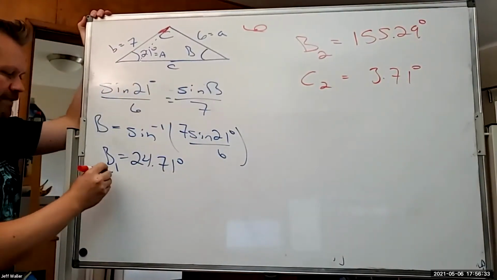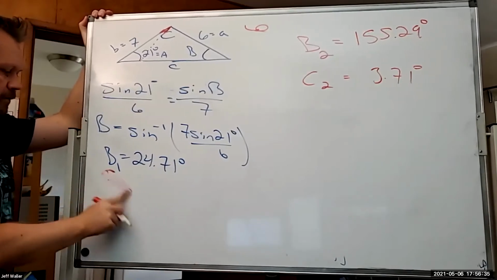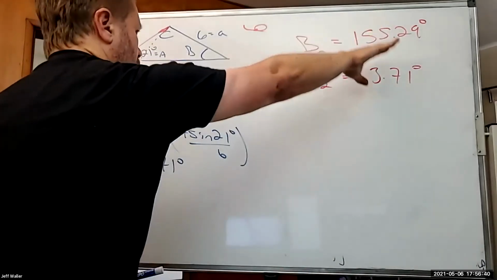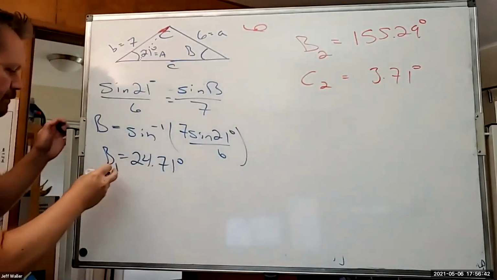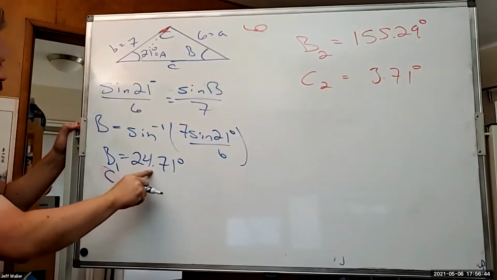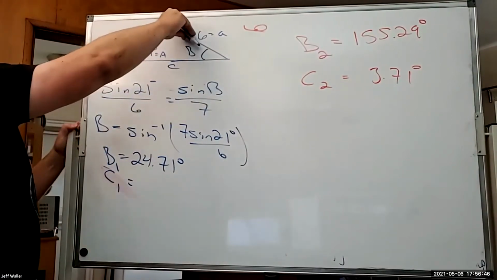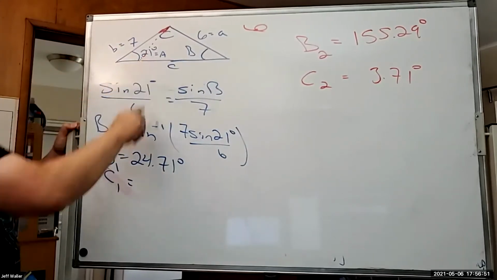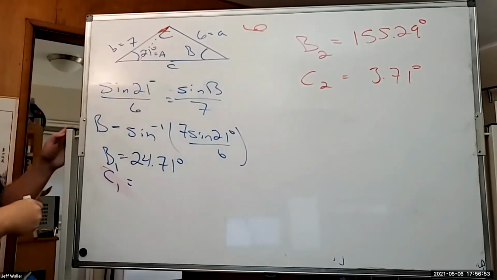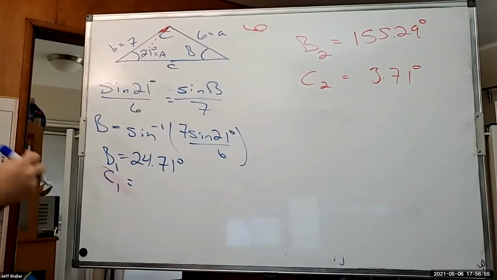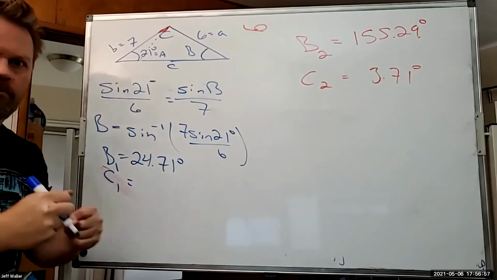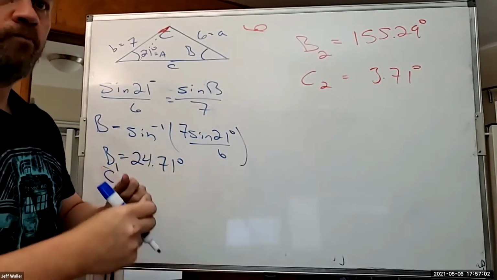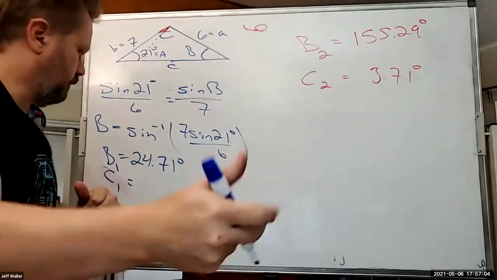What is C1? Let me do this in blue, to keep this all straight. That one we've got to finish in a minute. Let's finish this option first. What's C1? If B is 24.71, what is C going to be? 21 plus this. What's left over for that? 134.29. Yes.